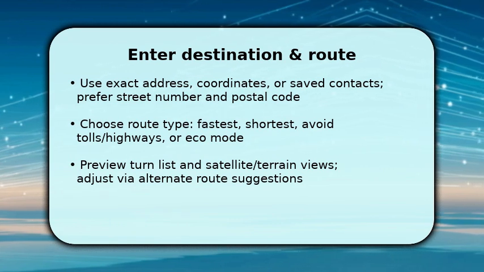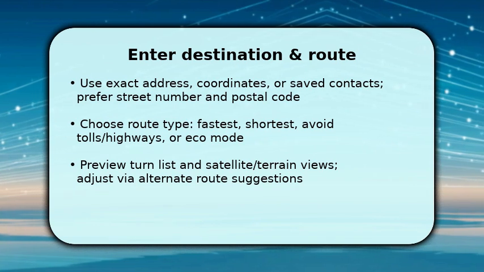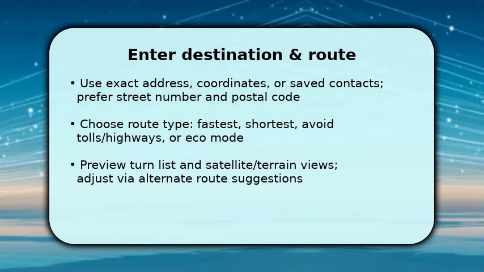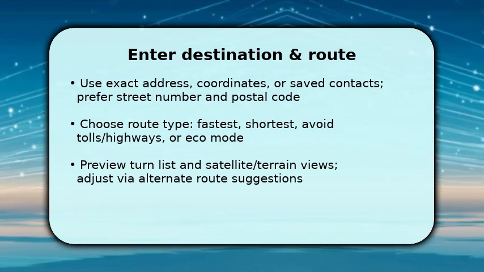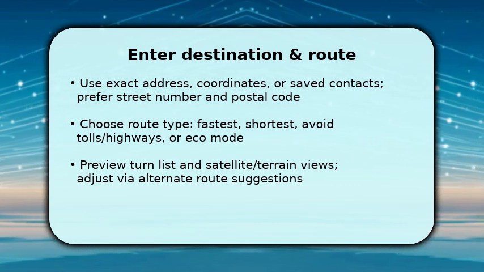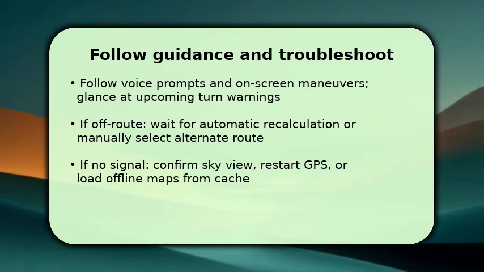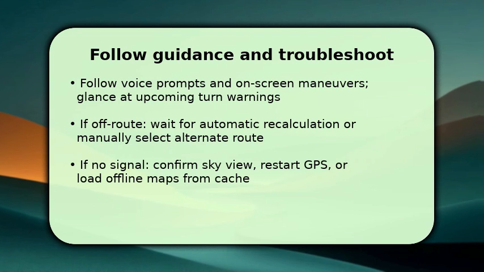Preview the full route and turn list so you know critical junctions before you start. If the initial route looks poor, request alternate routes and inspect differences in time, distance, and road types. Confirm and start guidance when you're ready. You follow the voice prompts and the highlighted path, watching upcoming turn warnings so you can change lanes safely.